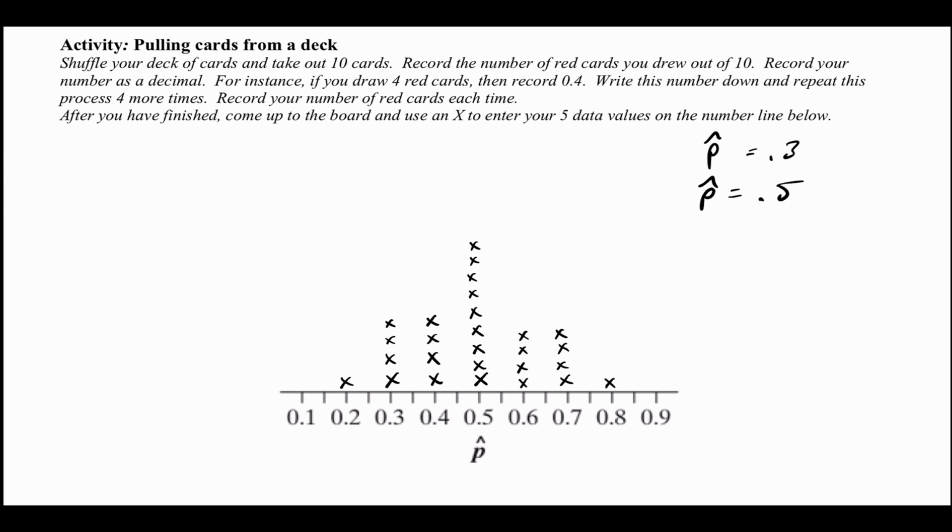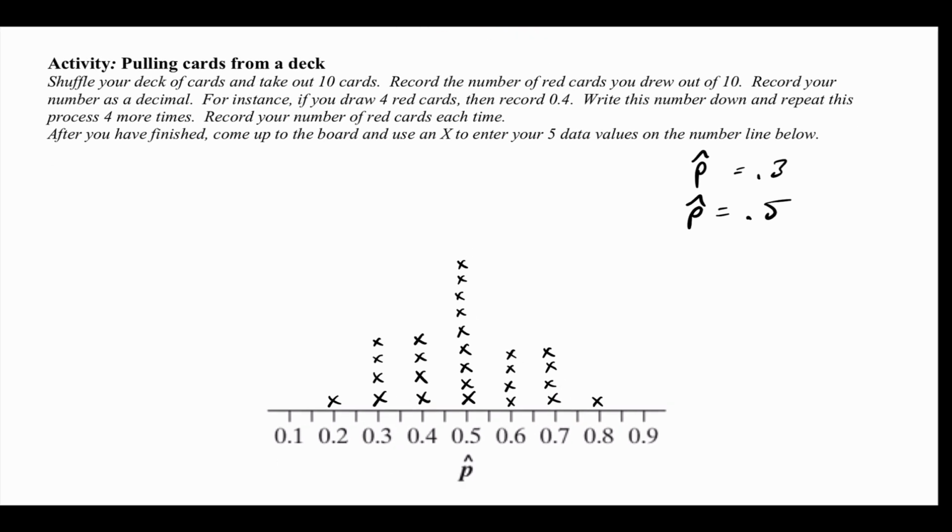That's the sampling distribution. That's a sampling distribution. We have 30 samples there. Each one represents a sample. Each one represents a sample of 10. Okay.